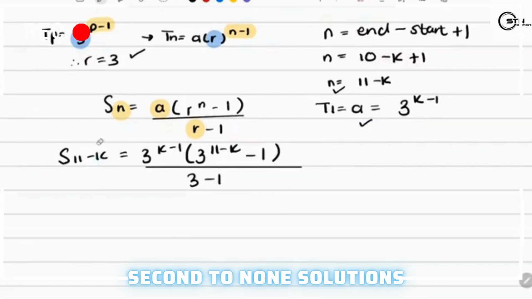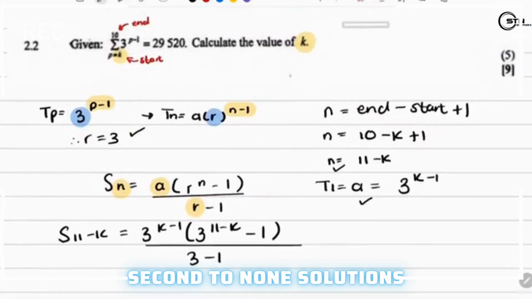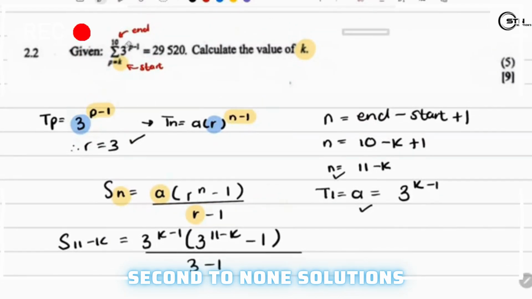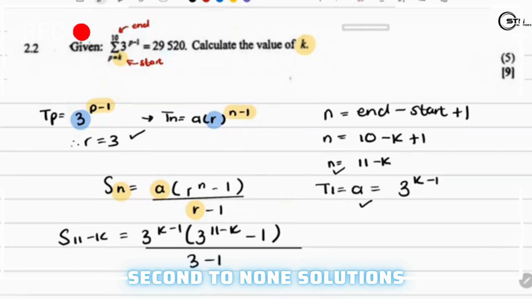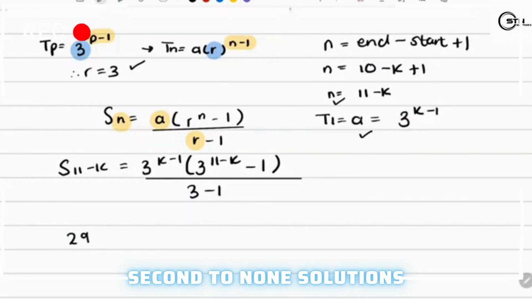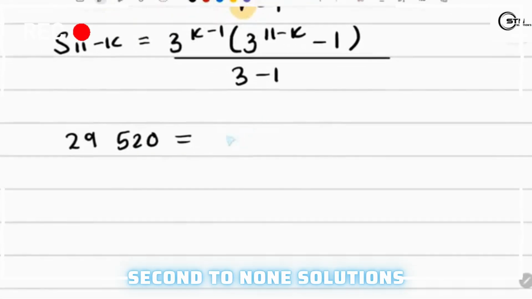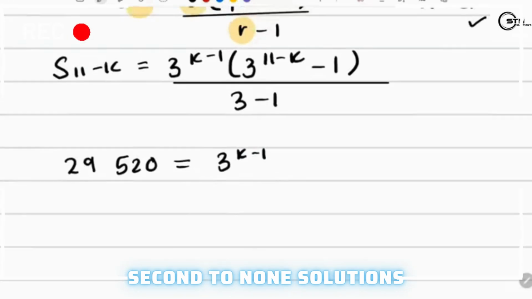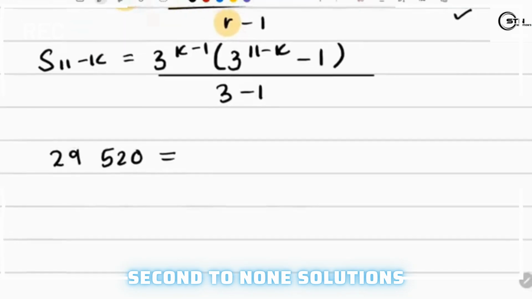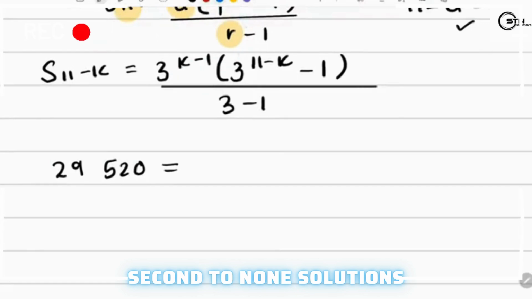Okay, then S of 11 minus k, or really the sum of this series that we're speaking about, is 29,520. So we're going to put that there. 29,520 is equal to, and let's go, we have 3 to the power of k minus 1. And then we have, well, I guess we can just multiply those already. So when you're multiplying, since it's 2 terms inside, it's going to distribute like that. And so 3, they have the same base. So you're going to add the exponents, keep the base the same, and add the exponents.